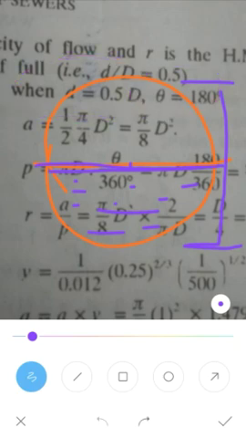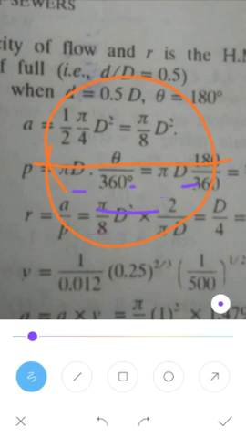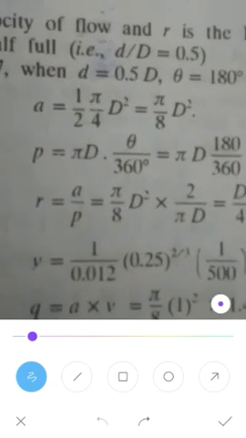So after doing this, next I told area. The area of the pipe is pi d square divided by 4, but it is flowing half, so half into pi d square divided by 4. So area is equal to pi d square divided by 8.